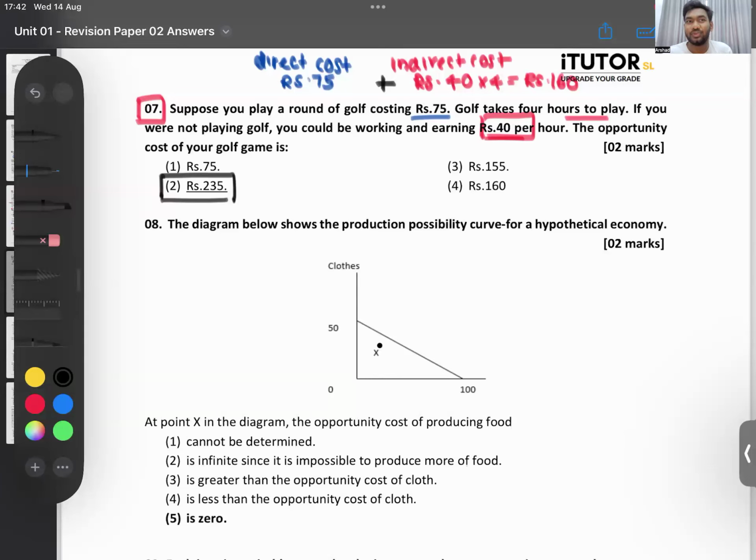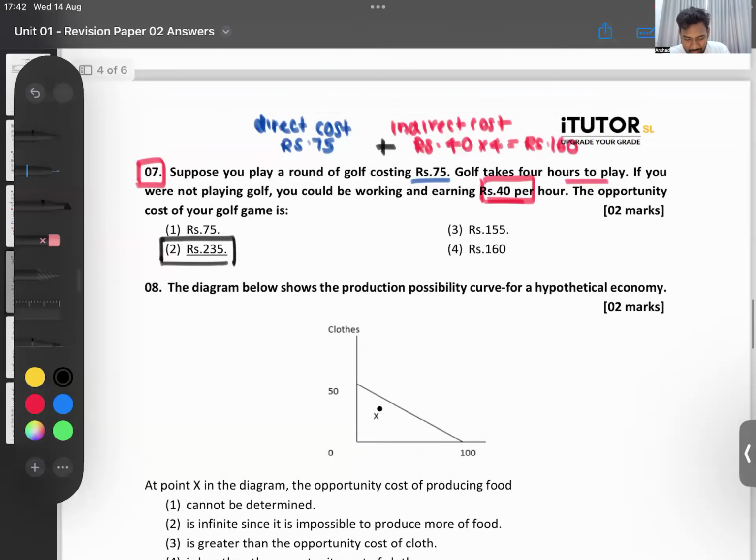Now, what's my opportunity cost of playing golf? One is I had to sacrifice my income, 160. But not just that, right? In addition to that, I also paid 75 rupees to play golf. That 75 also I could have done something else with. So it's that 75 direct cost plus what I said.